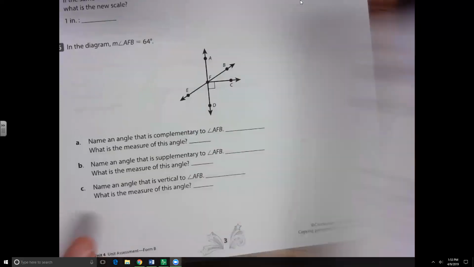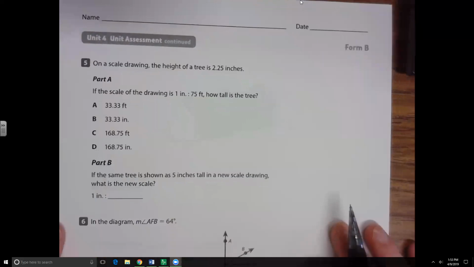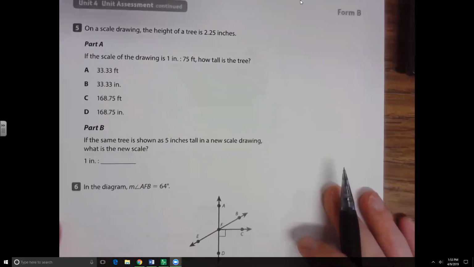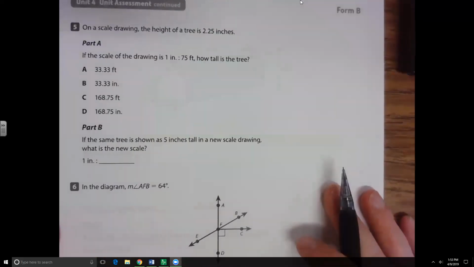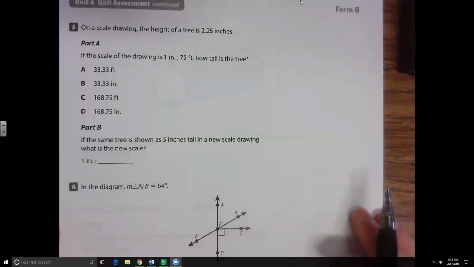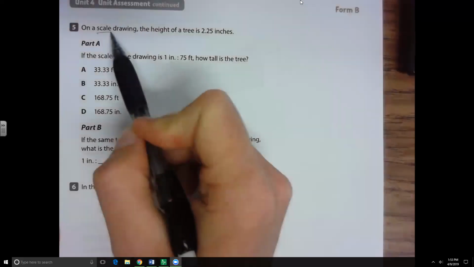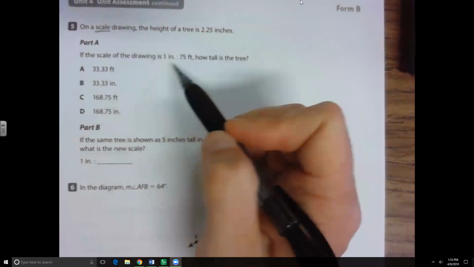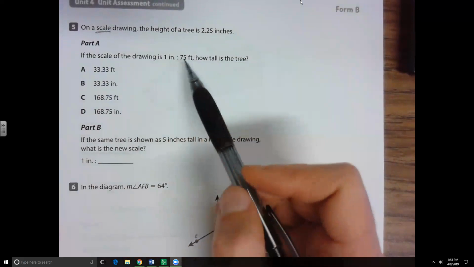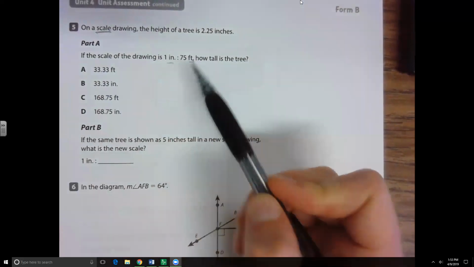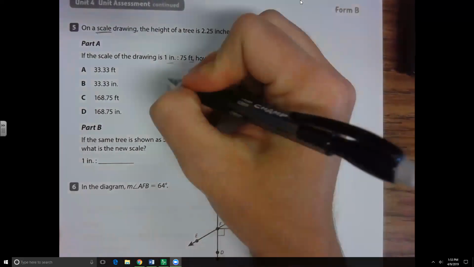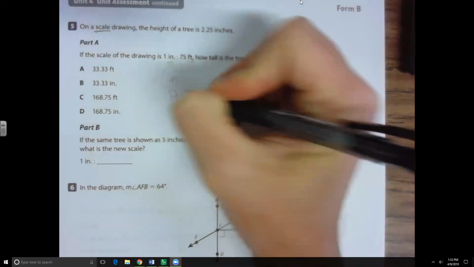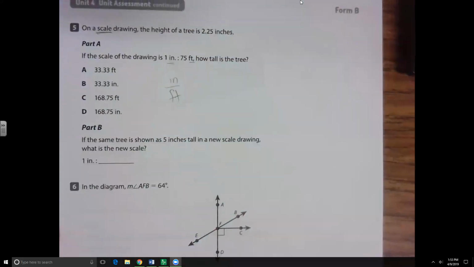Okay, for number 5, on a scale drawing, the height of a tree is 2 and 25/100 inches. If the scale of the drawing is 1 inch to 75 feet, how tall is the tree? Anytime I see anything about a scale, then I know I need to set up a proportion. So I need to figure out what two things I'm comparing. And in this problem, I see that I'm comparing inches to feet. So those are my two things. I can write it out in words first, so I make sure I have everything in the correct position.